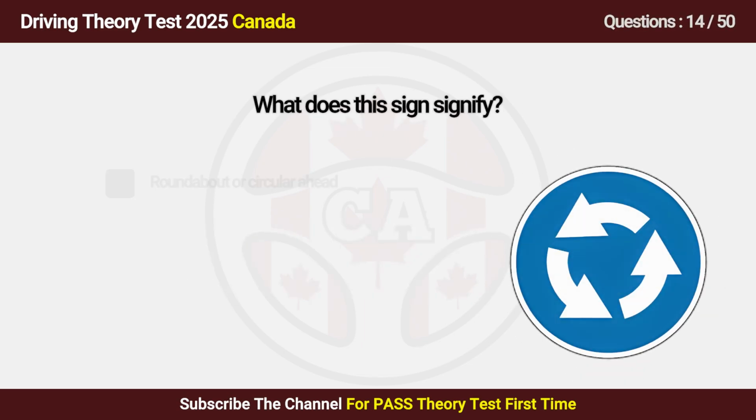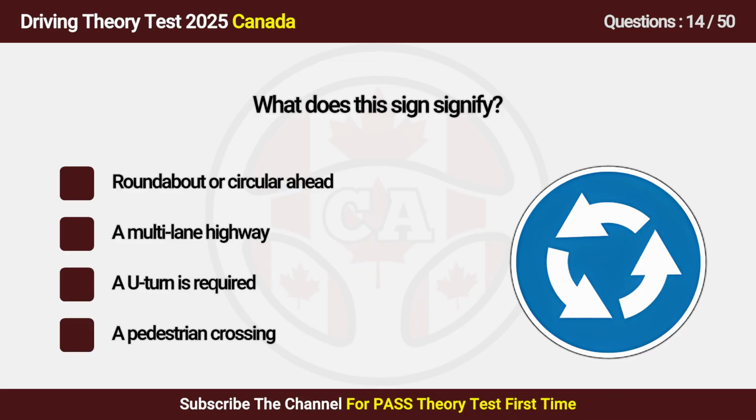Question 14. What does this sign signify? A. Roundabout or circular ahead. B. A multi-lane highway. C. A U-turn is required. D. A pedestrian crossing.